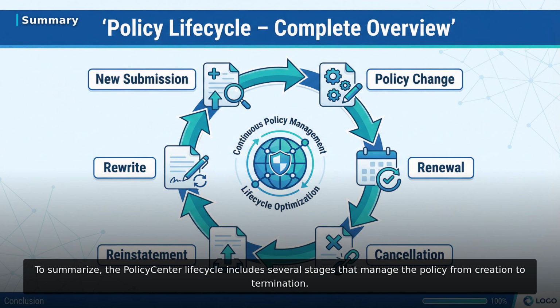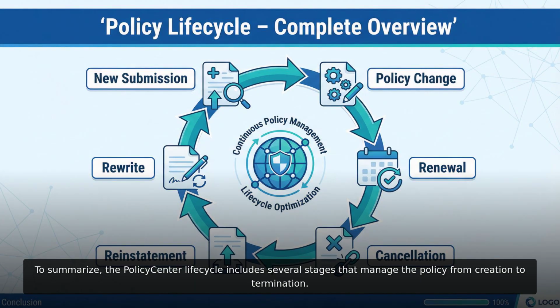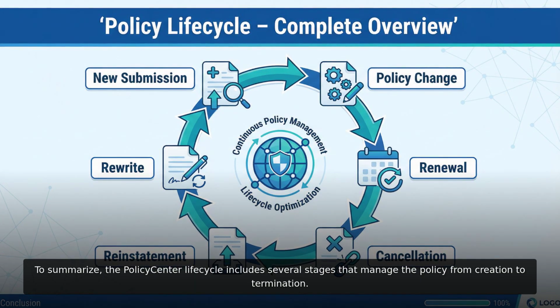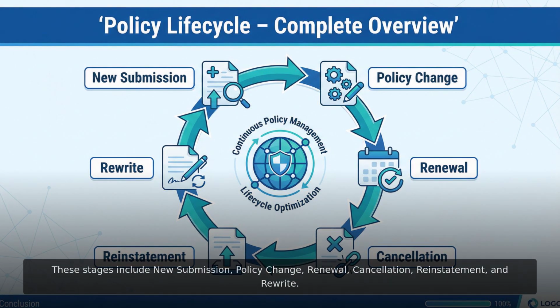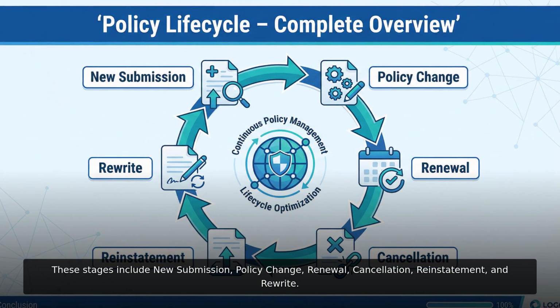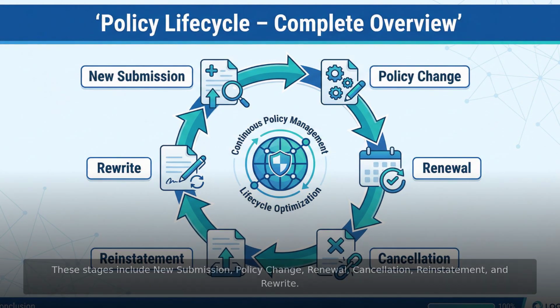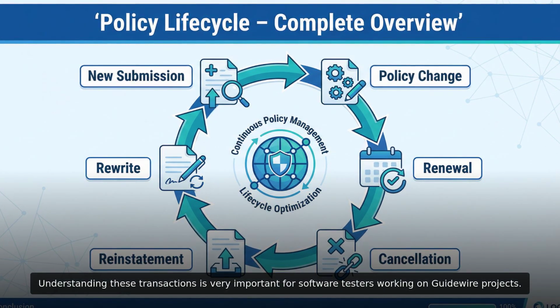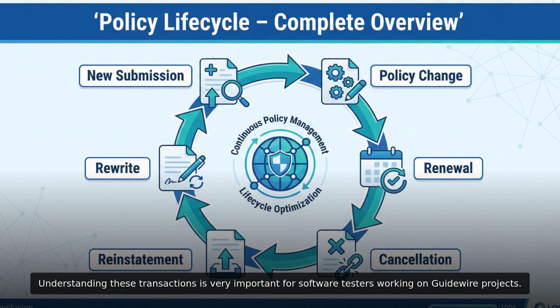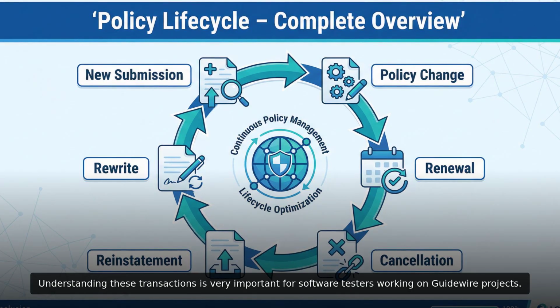To summarize, the PolicyCenter life cycle includes several stages that manage the policy from creation to termination. These stages include new submission, policy change, renewal, cancellation, reinstatement, and rewrite. Understanding these transactions is very important for software testers working on Guidewire projects.